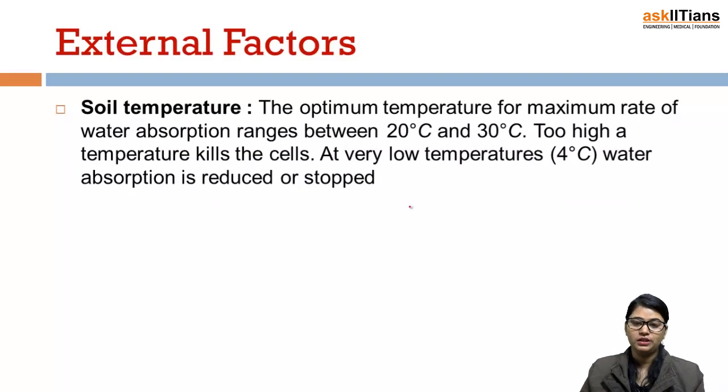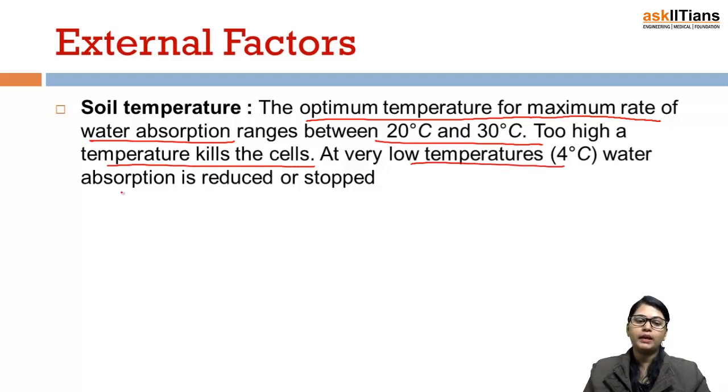Soil temperature. For maximum water absorption, the optimum temperature is between 20 degrees Celsius and 30 degrees Celsius. Too high a temperature will kill the cell, and at very low temperature, absorption will either reduce or stop.